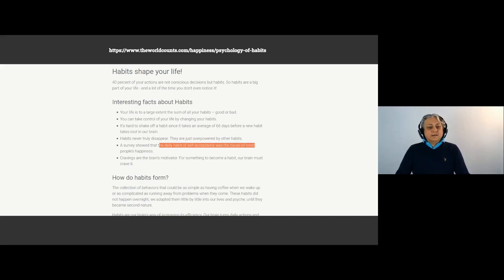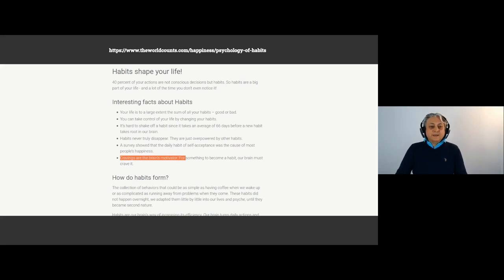One interesting thing, the daily habit of self-acceptance is the one that contributes to happiness the most. So if you really feel like you could be happier or more content with yourself, one way is to think about yourself and to accept your issues, your problems. And that's something that each of us needs to do because none of us is perfect, right? We all have our own problems. We all make mistakes. Sometimes we make repeated mistakes. And accepting that is something that makes you feel better at the end of the day.